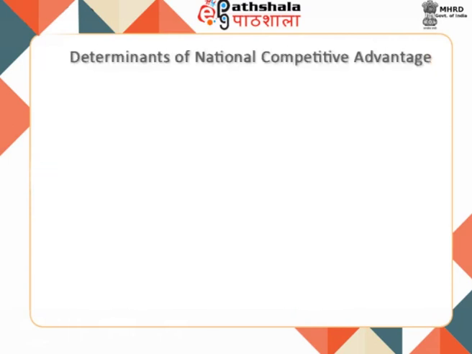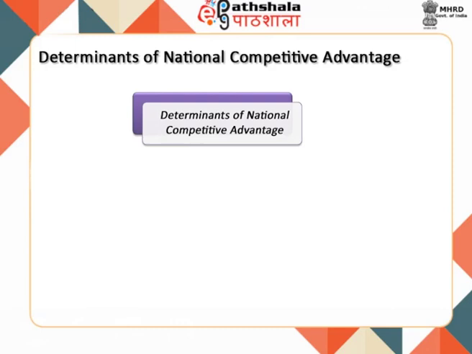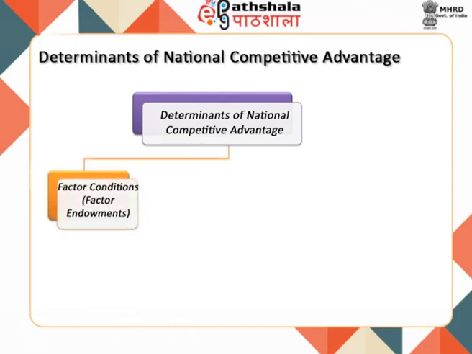Let us now discuss the four determinants in detail. Factor endowments or factor conditions. Although nations' factors of production are important in determining the pattern of trade, they are not the only source of competitiveness as suggested by factor proportion theory. It is the ability of a nation to continually create, upgrade, and deploy its factors, such as skilled labor, that is important, not the initial endowment.